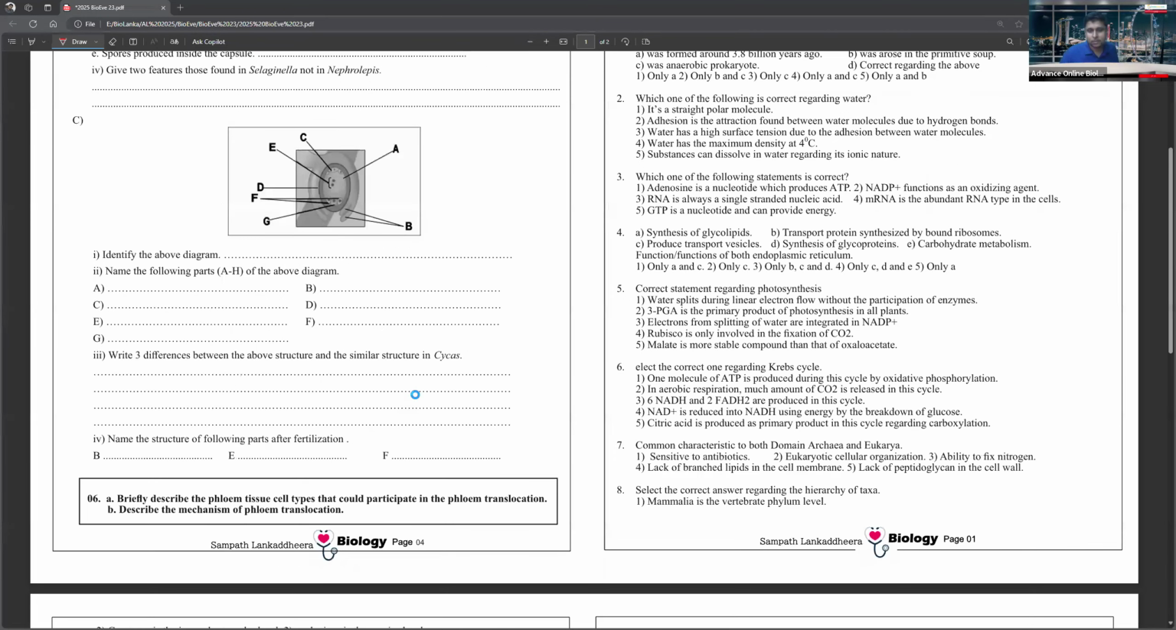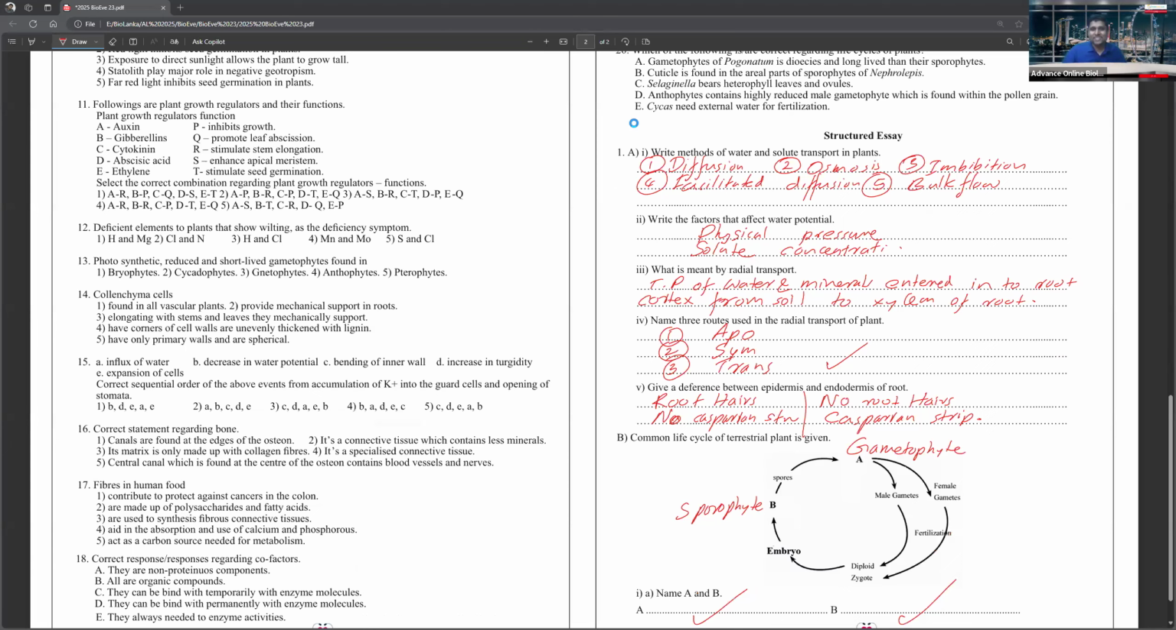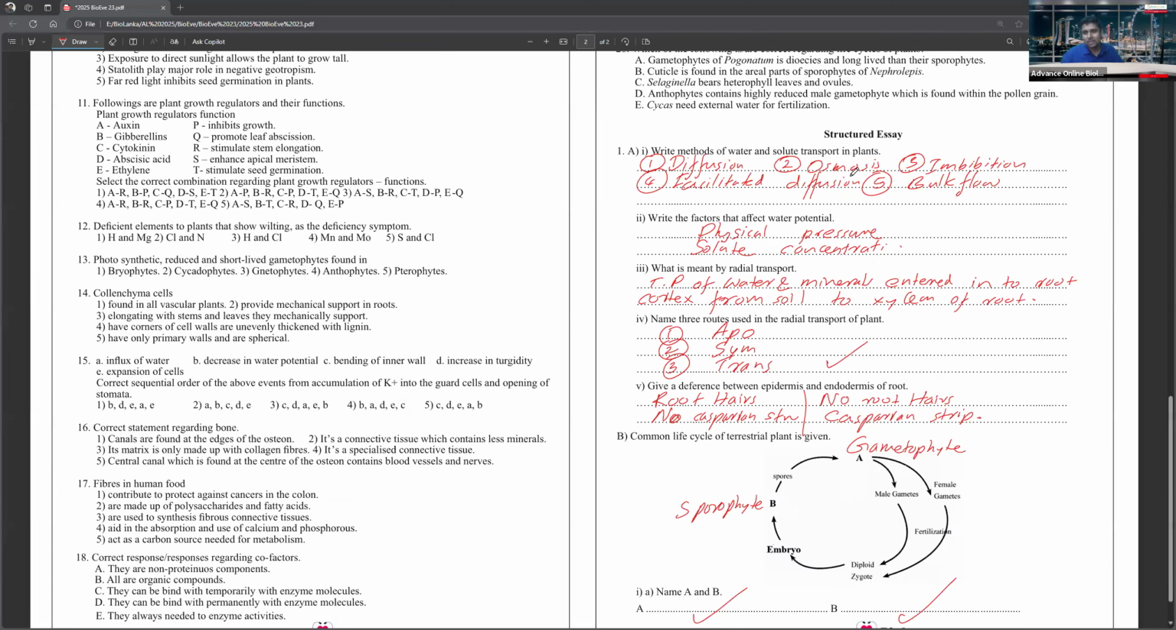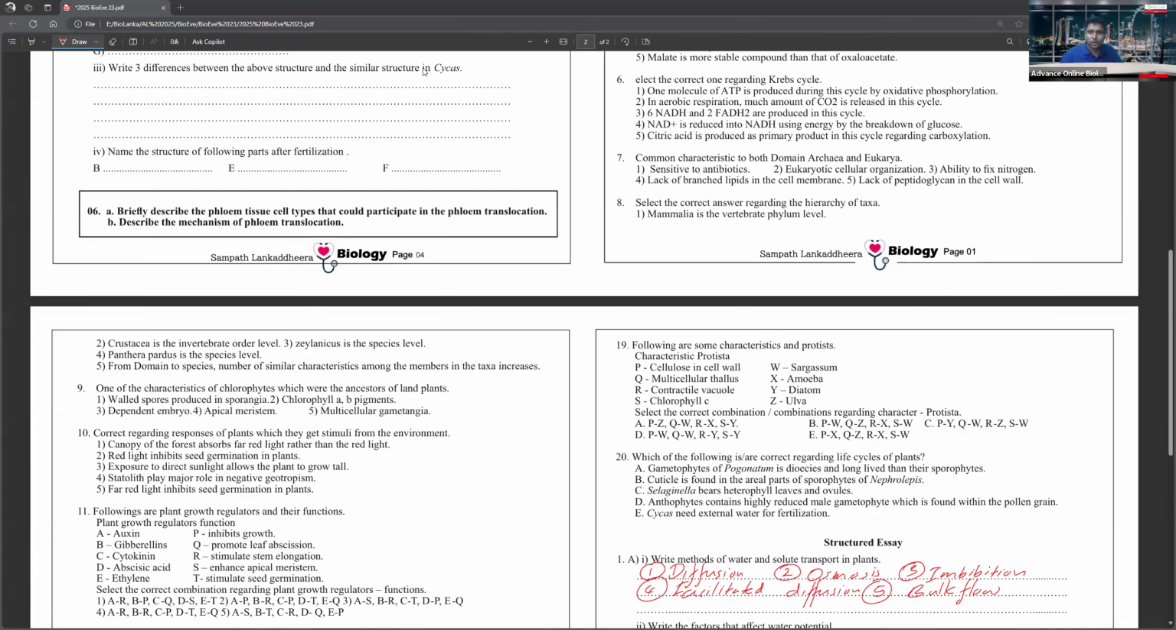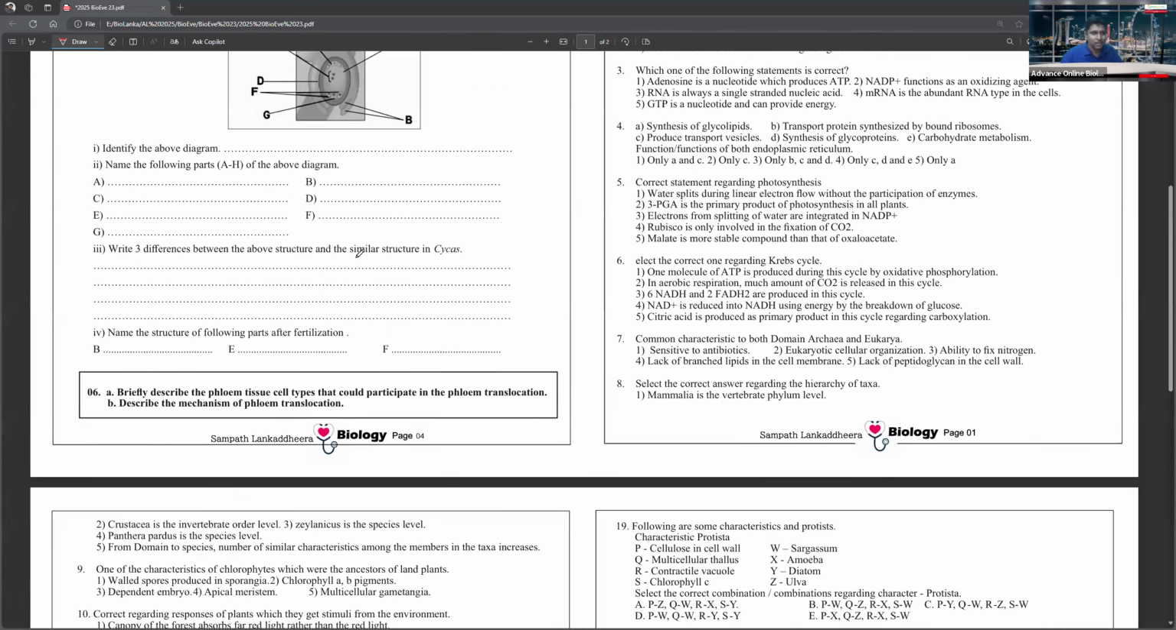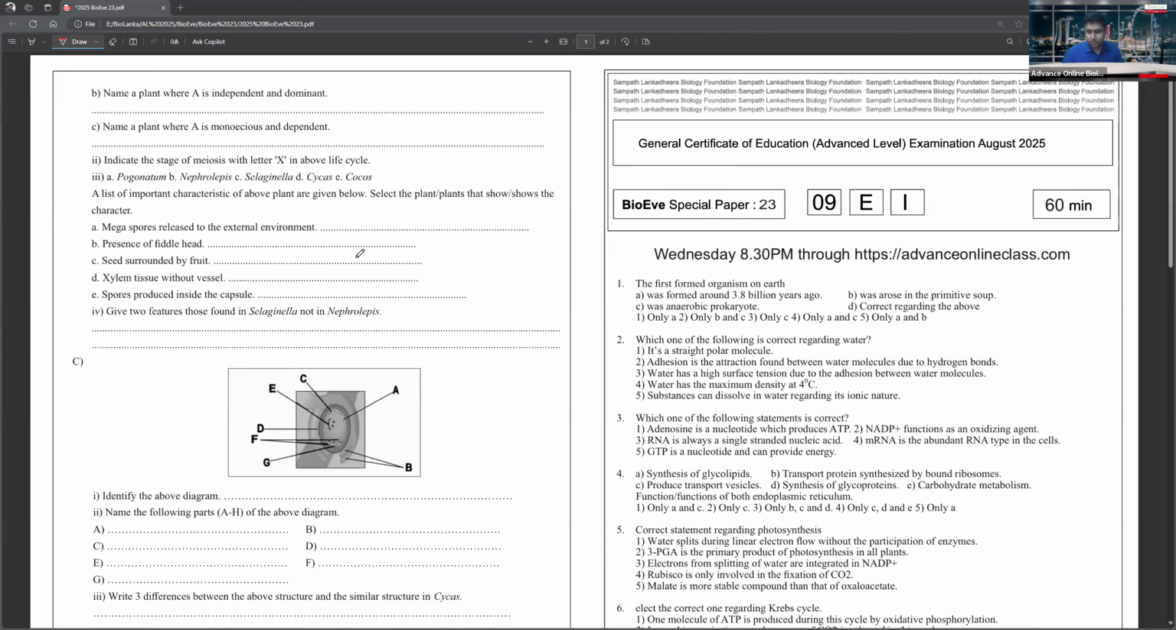Next page. Oops, I made a mistake. Oh, sorry, I didn't share it. What's going on? All right, it's not difficult. You did that part. All the methods, physical pressure. Okay, no issue. You all are good people. Right. Next one.